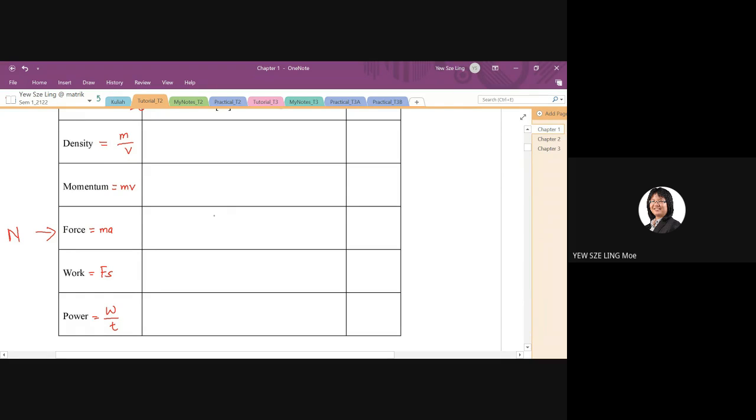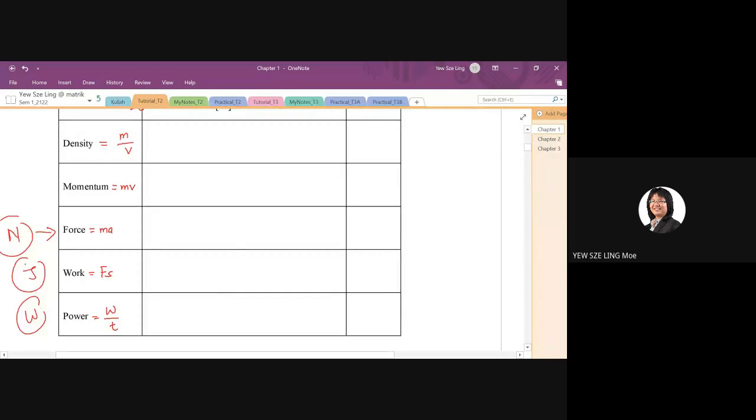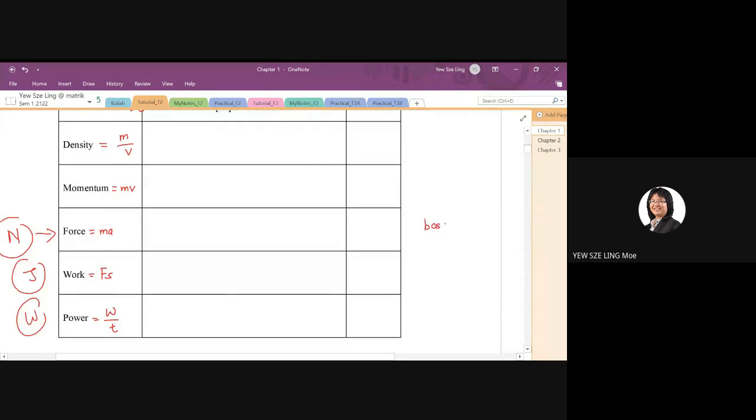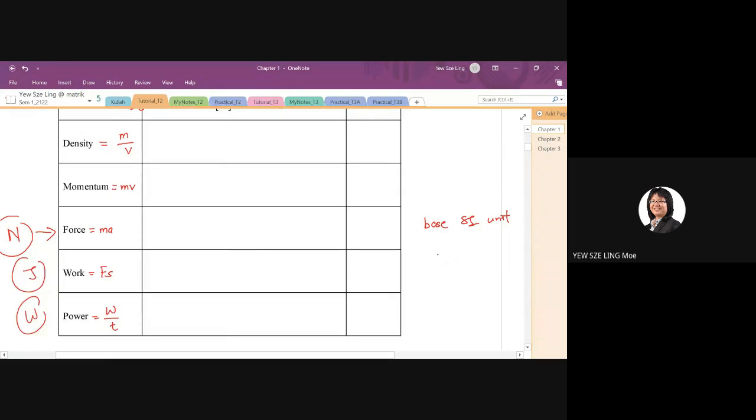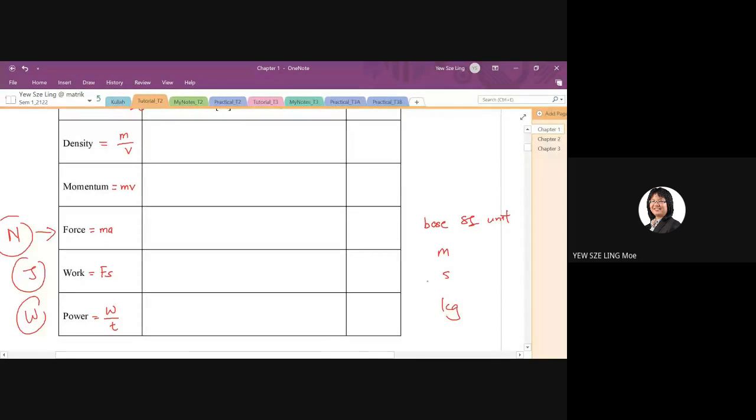What I want you to do now is spend 5 minutes to derive the SI unit for me. Don't give me special SI units. I don't want Newton, I don't want Joule, I don't want Watt. Even though all these 3 are SI units, they are known as special SI units. What I want now is the base SI unit, which you are going to express in terms of meter, second, and kg. So I give you 5 minutes from now to try these 5 questions.